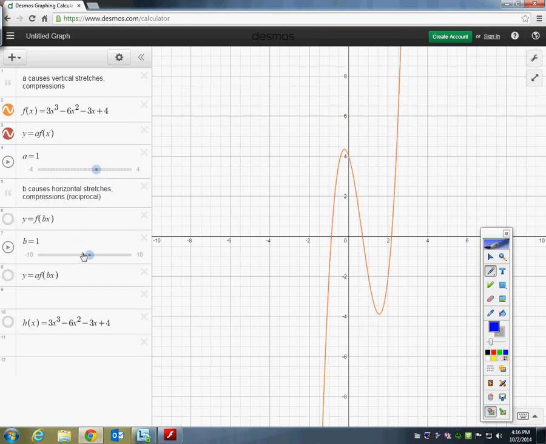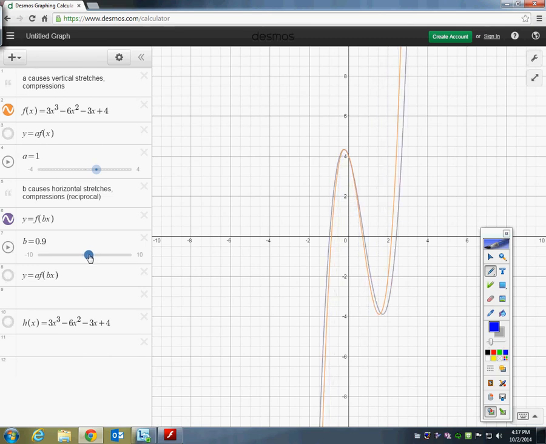Okay, now what happens if, and I'm going to show my b here, so here's my b. If I make this larger than 1, oh, I get a horizontal compression. Do you see what's happening? As I'm making b larger than 1, you see it compress horizontally. Imagine if you put your left hand over here and your right hand over here and you squish the graph paper together, that would be a horizontal compression. So that's why I wrote the word reciprocal there, because it's the opposite of what you would expect.